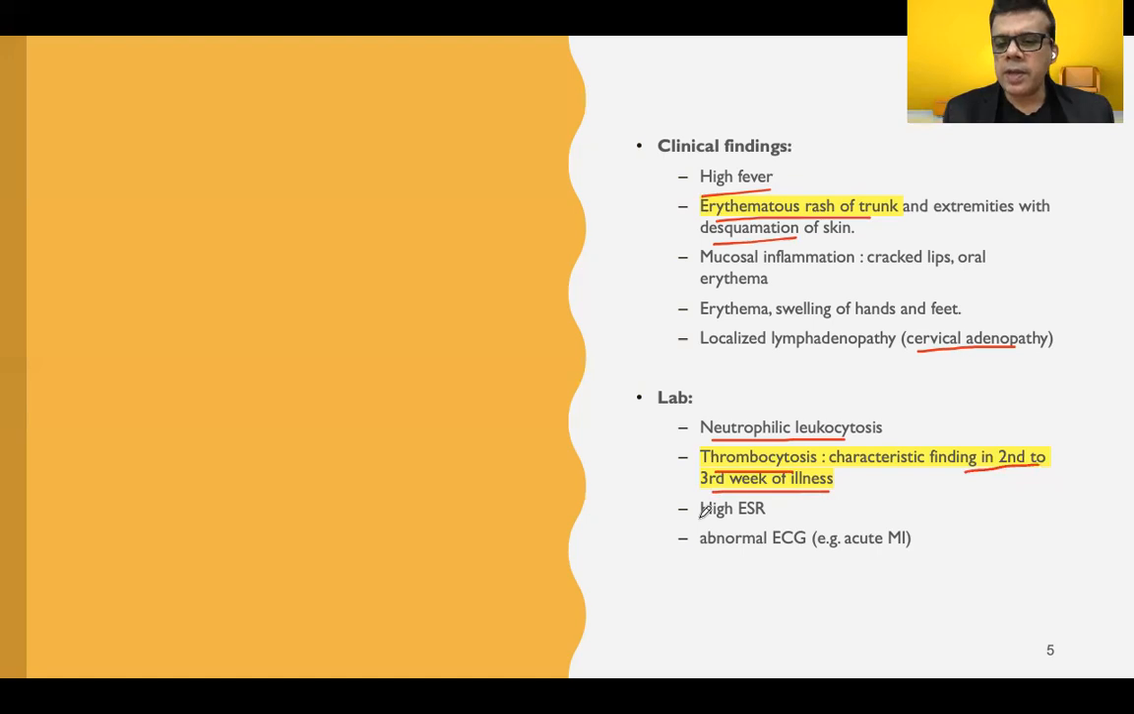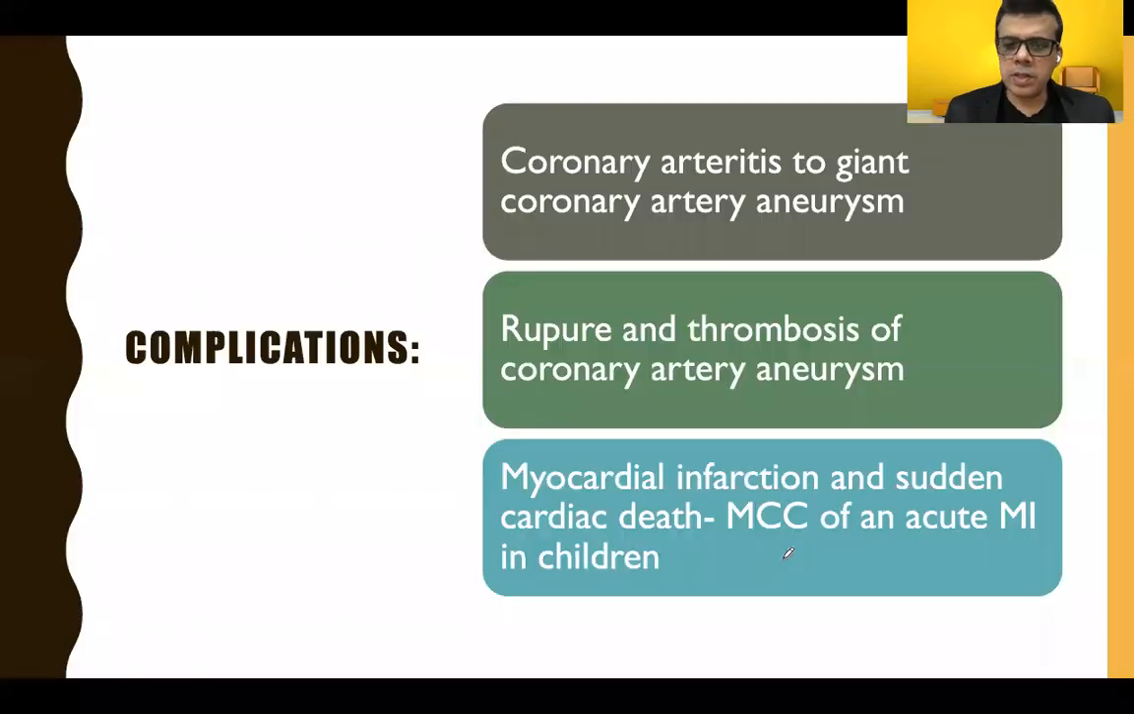And a high level of ESR is seen as we see in other cases of vasculitis, and abnormal ECG findings may be seen, especially due to coronary artery involvement, and that leads to myocardial ischemia, myocardial infarction, that may generate abnormal ECG results.